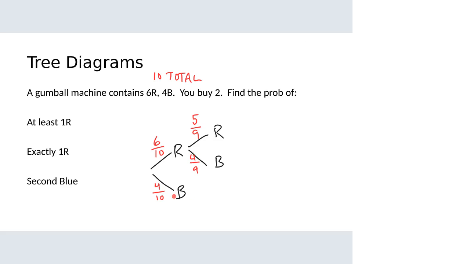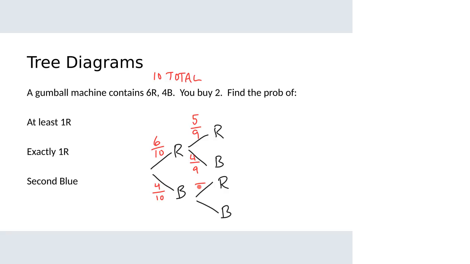Down here on the bottom half, if I'm down here, that means the first one I bought was blue. We'll keep that in mind as we put the probabilities on. The second one could either be red or blue. Okay, so I bought one, it was blue.